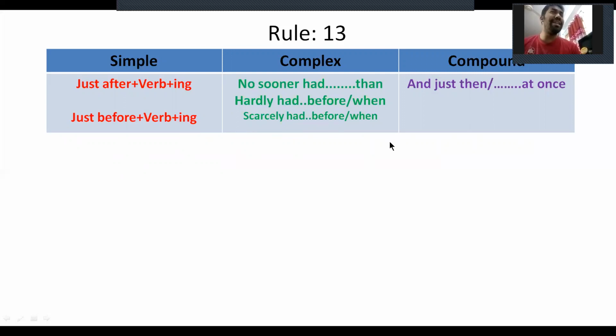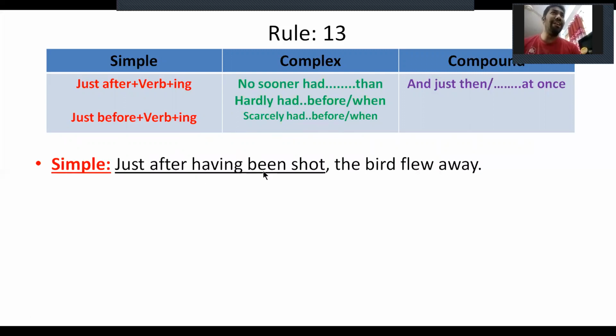You have seen that at rule 11, we have explained a same kind of rule. So at rule 11, we had as soon as in the complex. Now we are having no sooner had or similar structure in the complex. So the two sentences, the sentence at rule 11 and at 13 may seem almost like the same. So the changing is not too much difficult. I guess you will understand it very well.